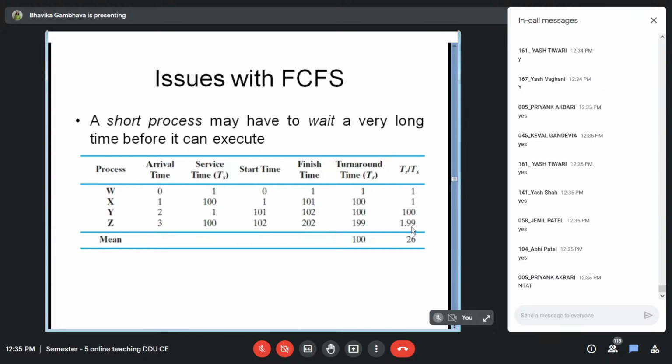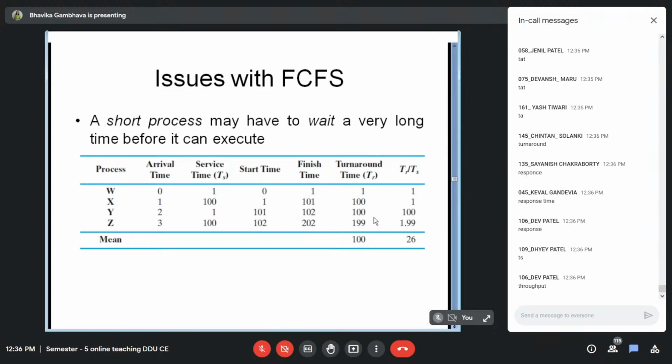Yes, normalized turnaround time should be minimized. Turnaround time also should be minimized. Then response time also should be lesser. Lesser the better. That is true. Can you think of any parameter which should be maximized? Throughput. Yes, throughput should be maximized.